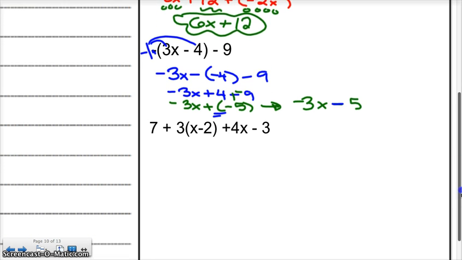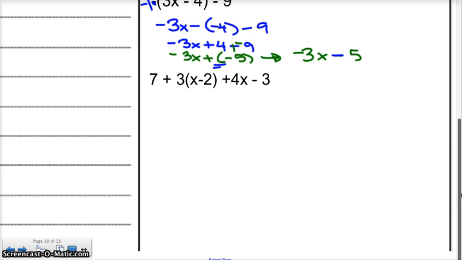Last one, a little bit more on the advanced side. First thing I do is distribute. You should notice that I'm only distributing the 3, not the 7. So now I'm going to write it 7 plus 3 times x is 3x minus, because there's a minus inside here, 3 times 2 is 6 plus 4x. And I'm just going to write this as plus a negative 3, and change this to plus a negative 6. I want all these pluses in there.